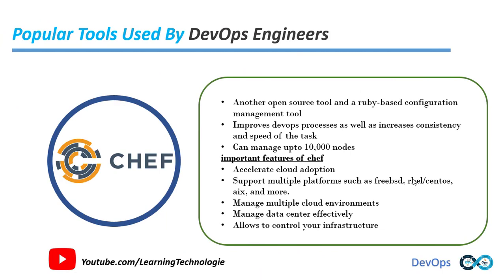Now we'll talk about Chef. Chef is another open source tool and a Ruby-based configuration management tool that uses cookbooks where infrastructure is coded in a domain specific language with limited programming. Chef is a configuration management tool that improves DevOps processes as well as increases consistency and speed of the task. Chef is used to manage configuration like creating or removing a user, adding an SSH key to a user present on multiple nodes, installing or removing a service, etc.